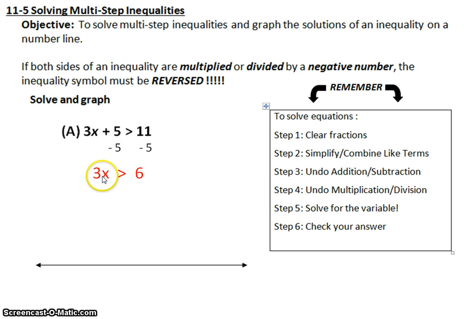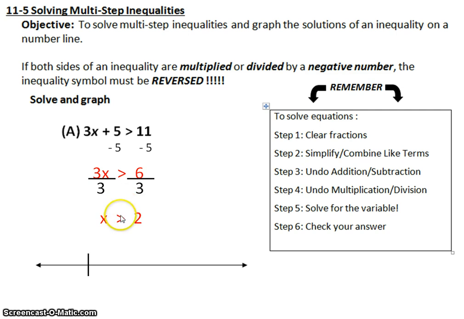X is still being multiplied by 3, so I want to undo that multiplication. I can use the inverse operation of division and divide by 3, as long as I divide the right hand side by 3. This multiplied by 3 and divided by 3 will cancel out. On the left hand side I'll be left with x. On the right hand side, let's simplify this. 6 divided by 3 is 2. Now I did not divide by a negative number, so my inequality does not flip.